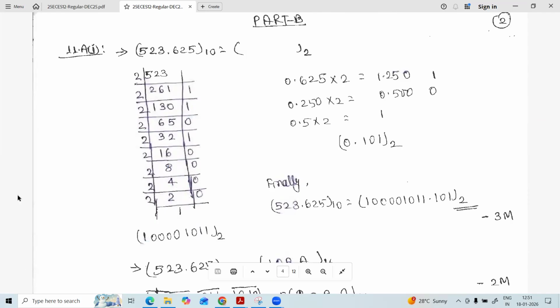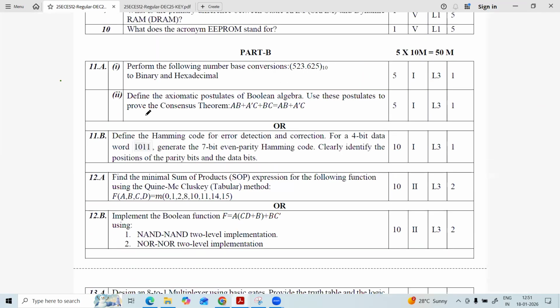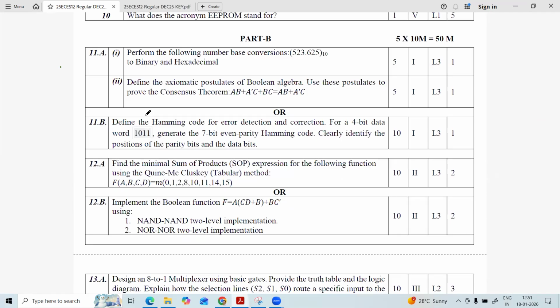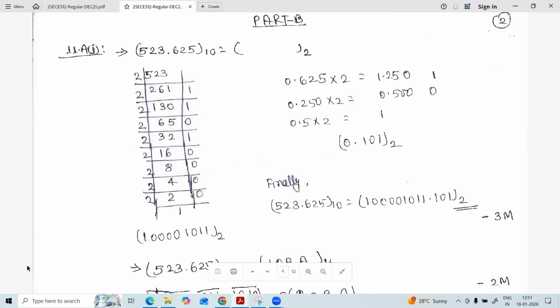Here, the first question is: perform the following number base conversion. The number is given in decimal. You have to convert it into binary and hexadecimal. This decimal number has an integer part as well as a decimal part. Whenever we have to convert the integer part, we divide by the radix and write the corresponding remainders. We write the remainders in this order.